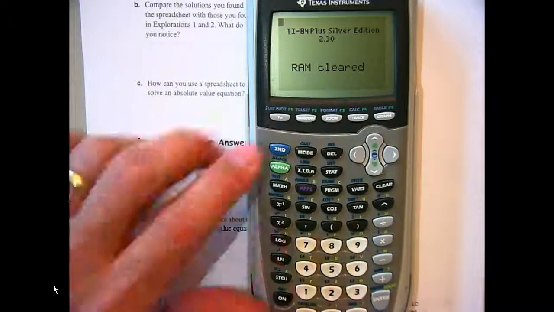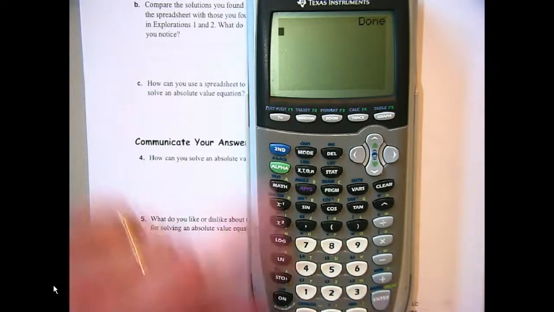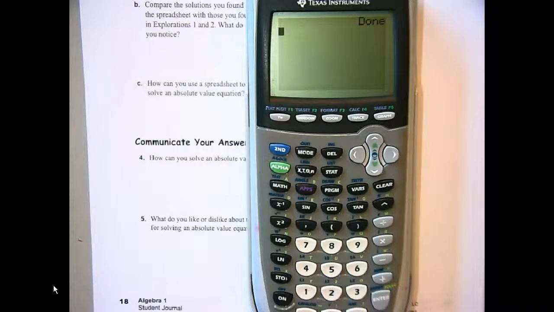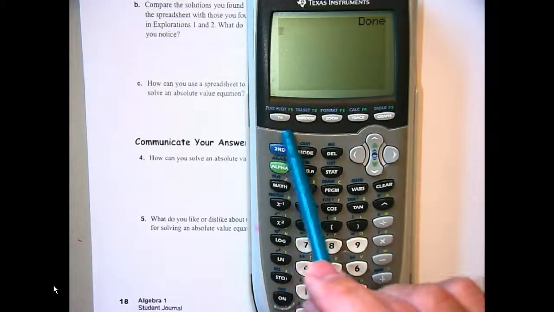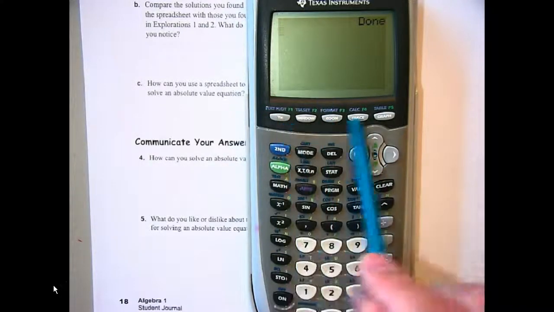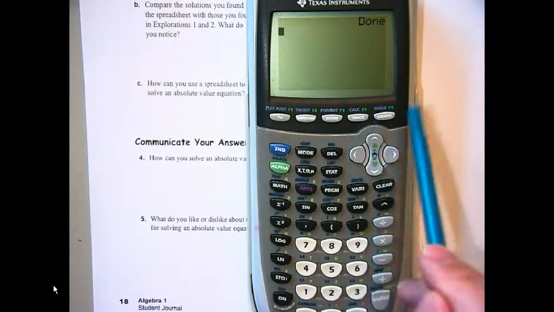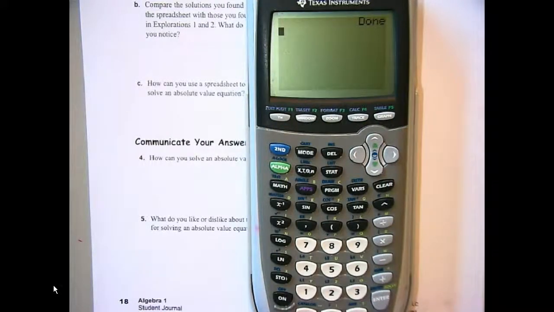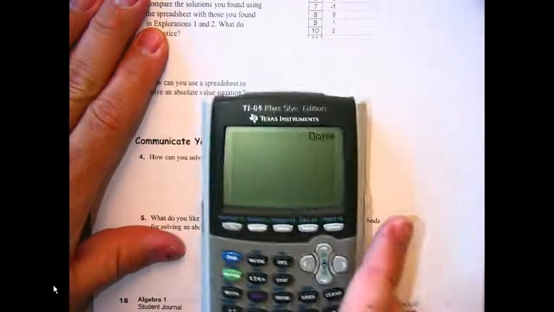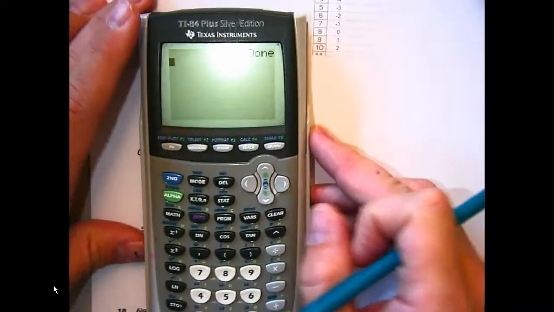All right, very good. So from there, we're going to go and graph. And the way we graph is we use this top line right here. This top line is for graphing. Okay? And so what we want to do is we want to set up an equation. We're actually going to enter 2 equations.